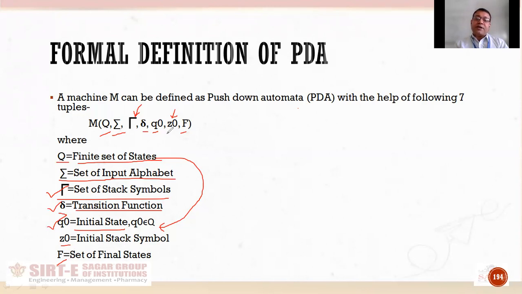So these are the 7 tuples which are used to define a pushdown automata. If you have to describe a PDA, you have to use this definition in your question paper.